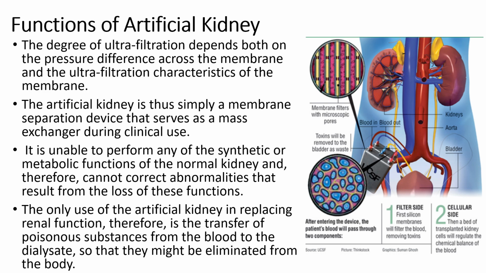As we know about ultrafiltration, which we have already seen, the degree of ultrafiltration depends both on the pressure difference across the membrane and on the ultrafiltration characteristics of the membrane. An artificial kidney is simply a membrane separation device that serves as a mass exchanger during clinical use. So the only use of the artificial kidney is replacing the renal function. Therefore, it transfers the poisonous substances from the blood to the dialysate so that they might be eliminated from the body.